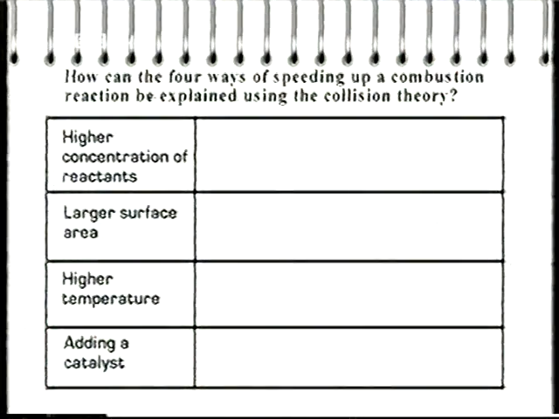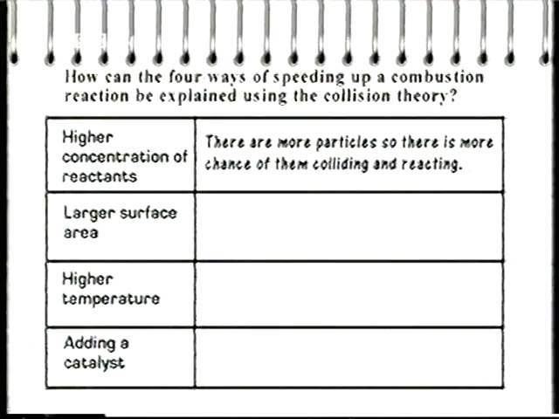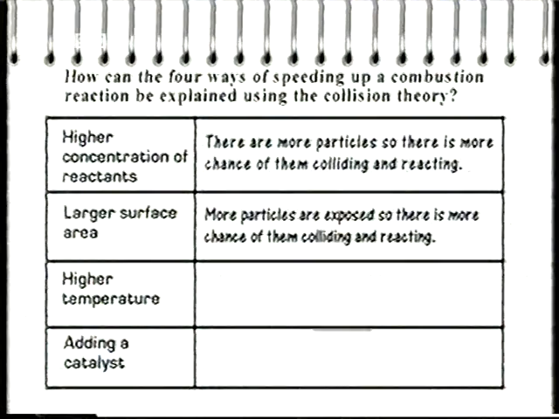Here's a question about the collision theory. How can the four ways of speeding up a combustion reaction be explained by using the collision theory? A higher concentration of reactants, fuel or oxygen, means that there are more particles involved, so there's more chance of them colliding and reacting. A larger surface area of fuel means more particles are exposed to oxygen, so there's more chance of them colliding and reacting.